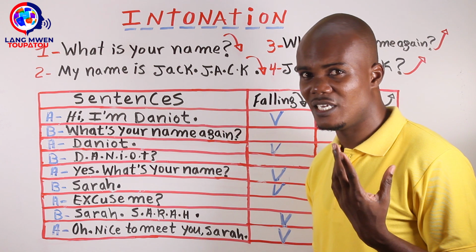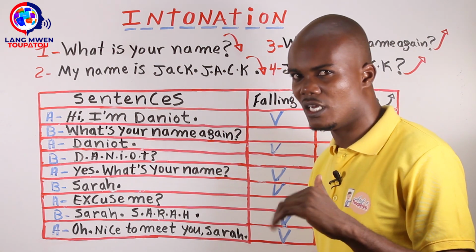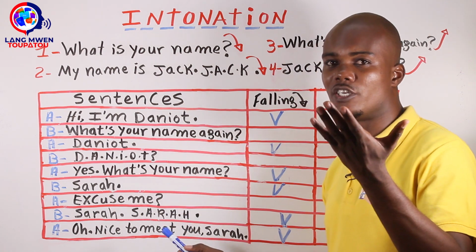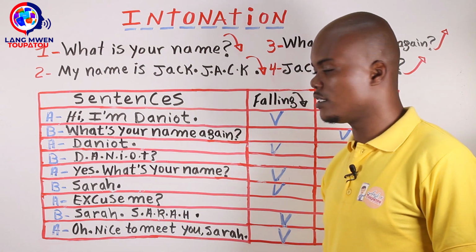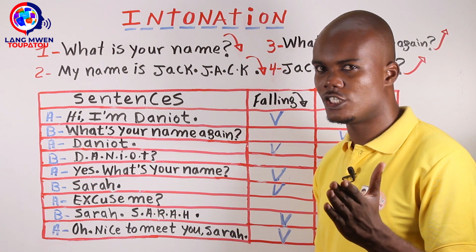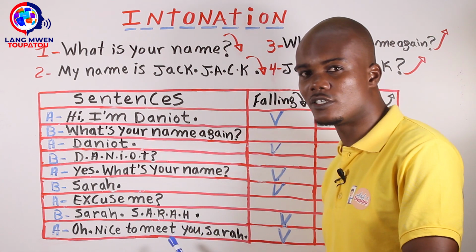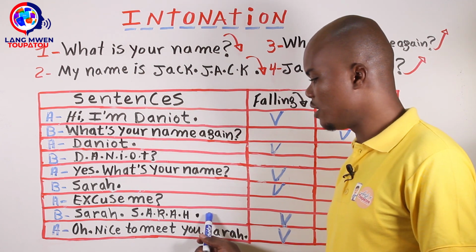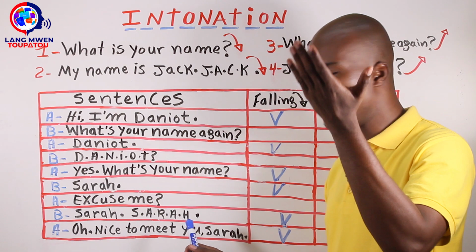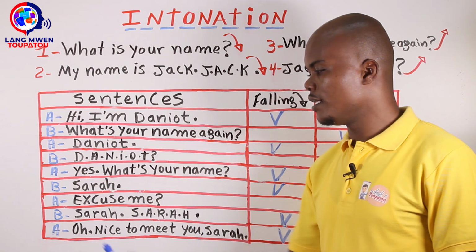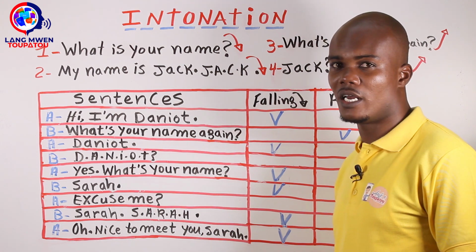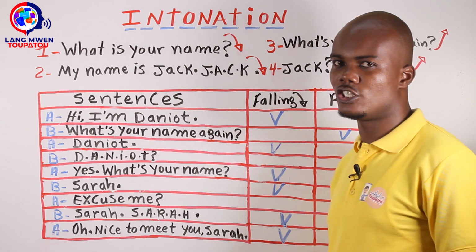Excuse me. Not excuse me. Excuse me. It's a rising intonation. And Sarah answers, Sarah, S-A-R-A-H. It's a falling intonation because at the end of this, we don't get our voice up. Okay. And at the end, oh, nice to meet you, Sarah. This is again a falling intonation.